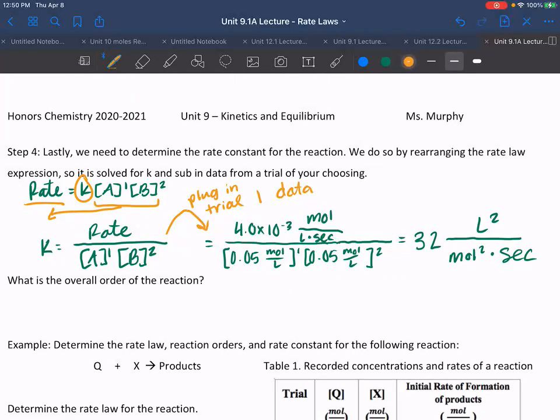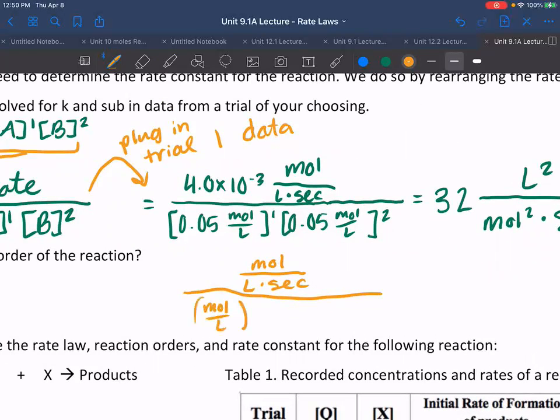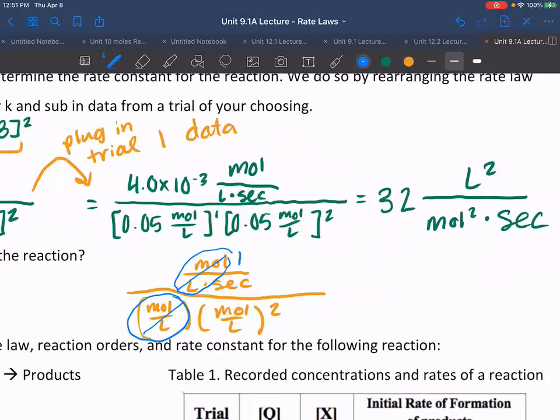How you get that is if I break it down with just the units, you'd have moles over liters times seconds all over moles per liter times moles per liter squared, right? You guys follow me so far there? I'm just looking at the units. This moles per liter would cancel out with this moles per liter. So you would be left with 1 over second divided by moles over liter squared. Don't cry, flip and multiply. So you get 1 over second times the reciprocal of moles per liter squared, which would be liter squared over moles squared. And if you combine those, you get those units.